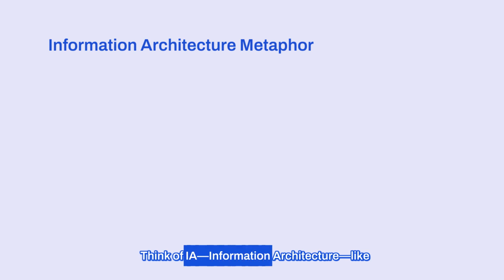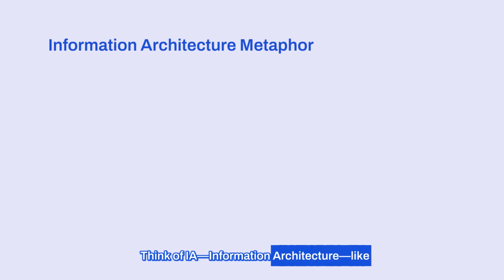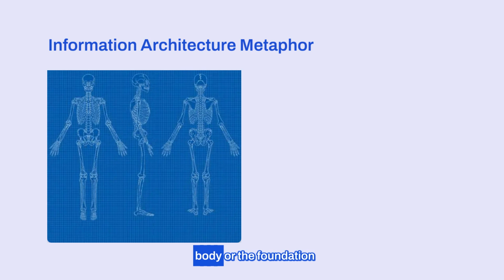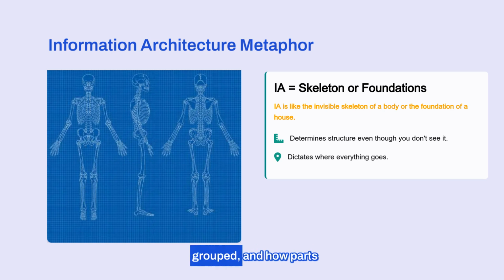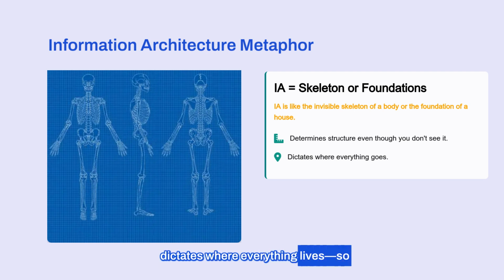Think of IA, information architecture, like the skeleton of a body or the foundation of a house. You rarely notice it, but it supports everything. IA determines the structure: what sections exist, how content is grouped, and how parts relate. It also dictates where everything lives, so users don't have to guess.